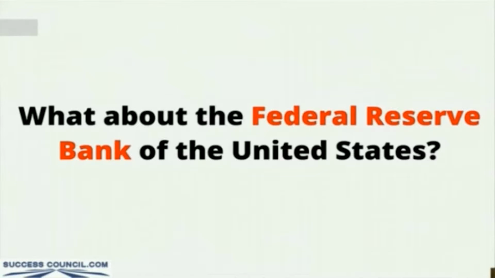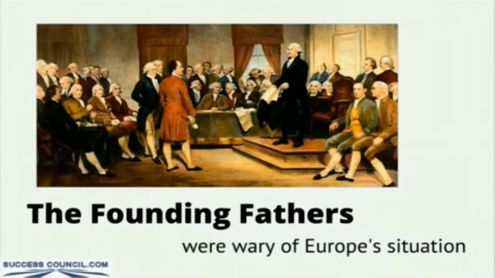So now you know the fairly insidious origins of paper money, fractional reserve banking, the boom-bust cycle, and inflation and deflation. But what about the Federal Reserve Bank of the United States? Well, there was a problem there. You see, the Founding Fathers had seen the Rothschilds and the other international bankers virtually enslave the nations of Europe through debt in just a few hundred years, and they were very wary of it.